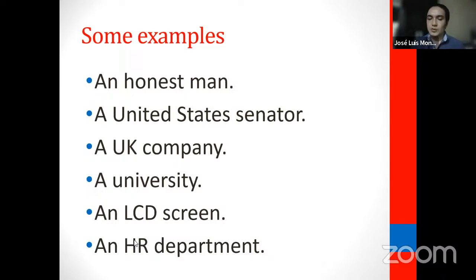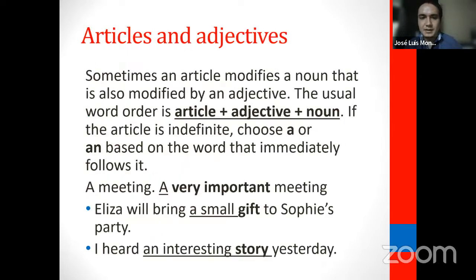So again, it's what you were saying, putting more attention on the sound, mainly the sound, because a word can be written with a vowel or consonant, but that is not going to determine if the article is going to be either a or an, right? So let's just have that in mind. And the last part, plus articles or adjectives, it's the same. A very important meeting, a small gift. So you have to pay attention to the adjective or the adverb that is next to the article, not to the word afterwards.